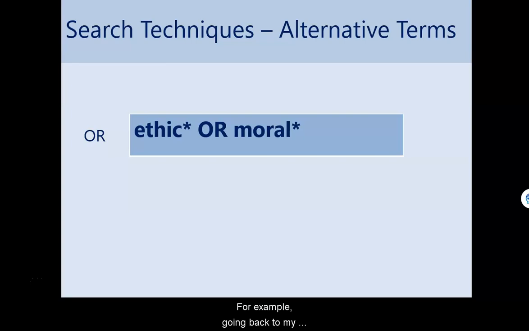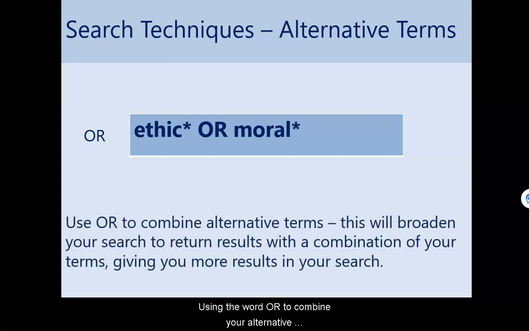So for example, going back to my hypothetical research question, I have the word ethic that can be substituted for moral also. So I would combine those two words with the word or, and then the database will bring back articles that include the word ethic or moral. So using the word or to combine your alternative terms broadens your search results to bring back a combination of terms, giving you more results.